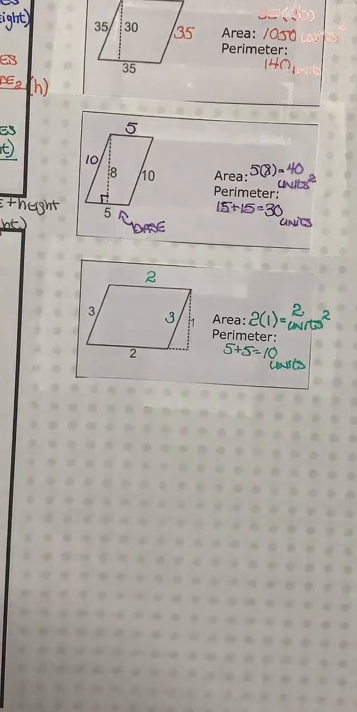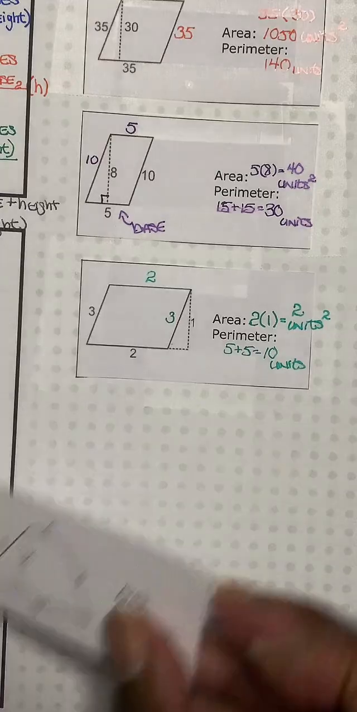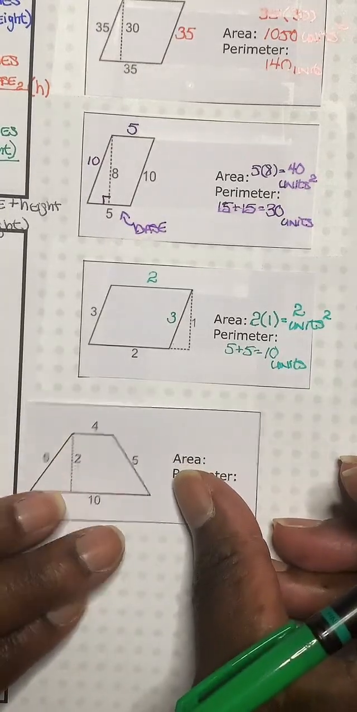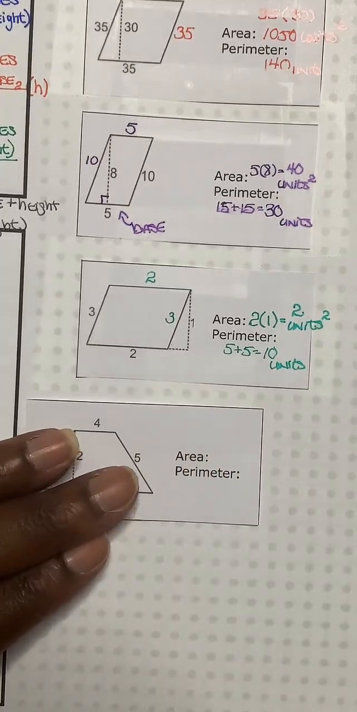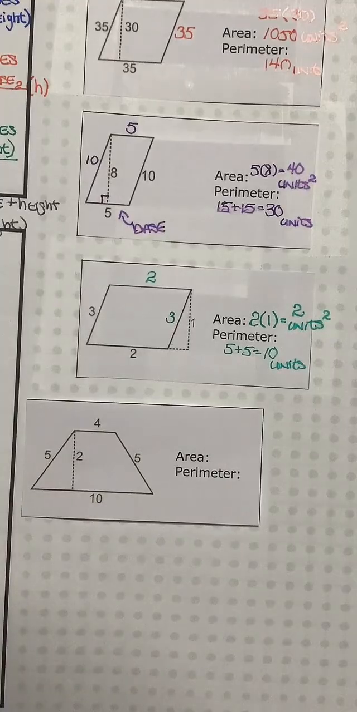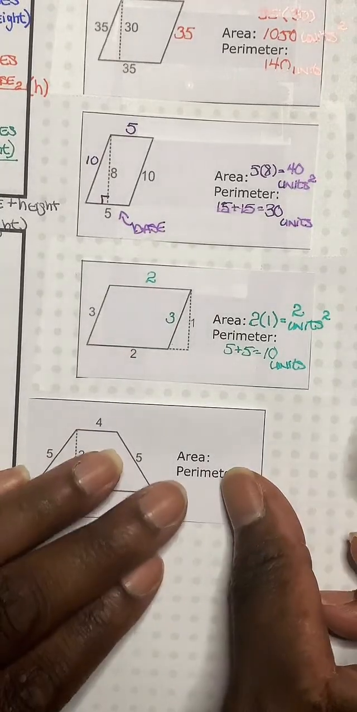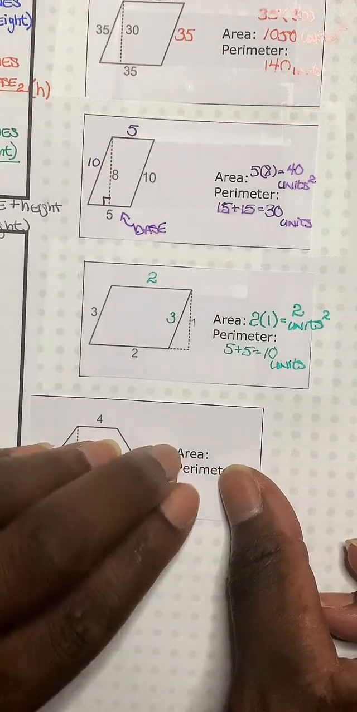Now, that's parallelogram. So let's get with our trap, meaning trapezoid. So with the trapezoid, remember, there's 2 bases and there's a height.